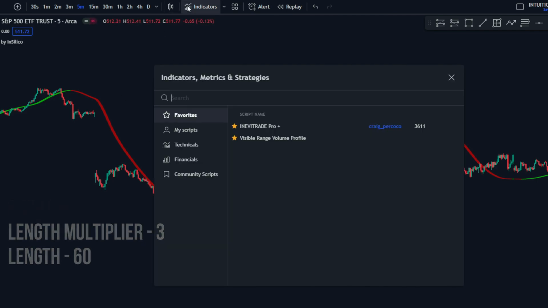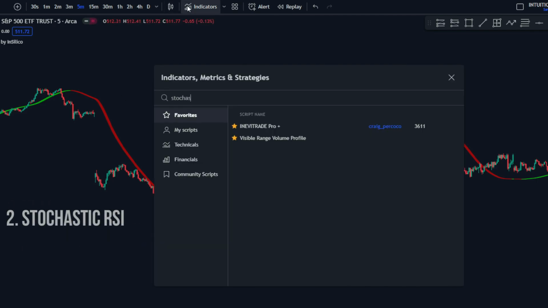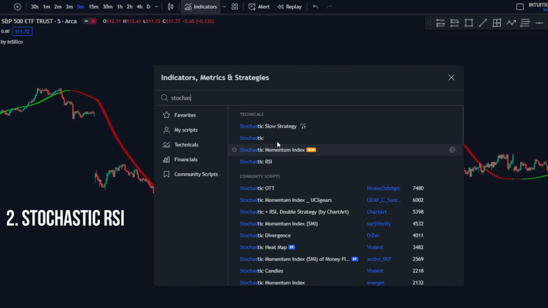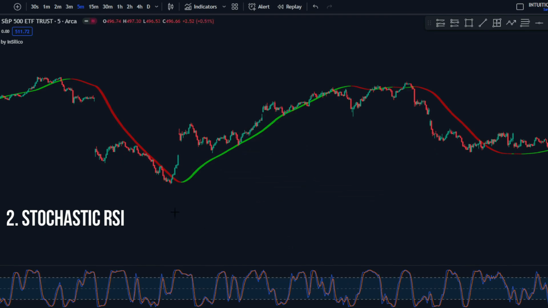The next indicator will be our stochastic RSI. Just click on this under technicals. Click on this stochastic RSI. For the values of the stochastic RSI, there is no need to change anything.